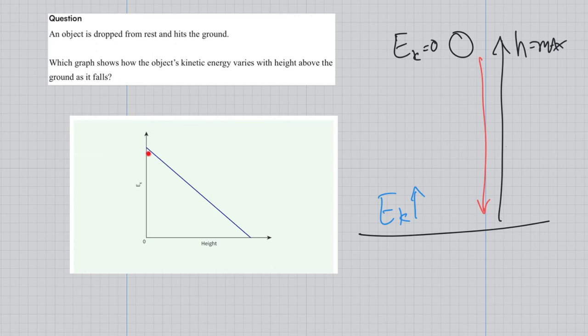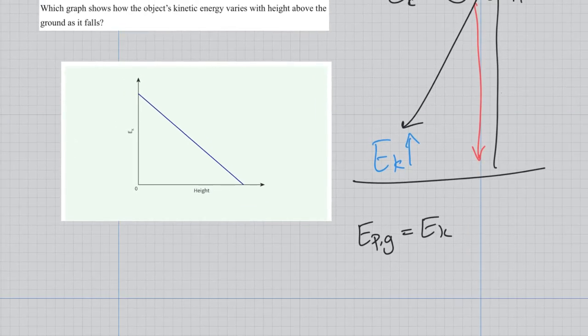Now, why is it a linear relationship? Well, if we think about it, it had energy potential due to gravity, and then it converted into energy kinetic. So energy potential due to gravity equals energy kinetic. If I were to write this out, that's mgh equals energy kinetic, because we don't need to solve for kinetic energy or velocity. We're just looking at how the height relates to that.